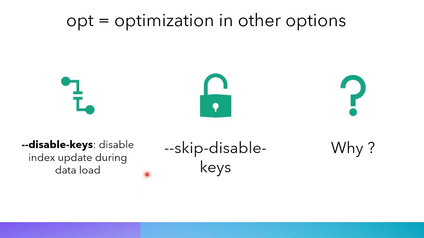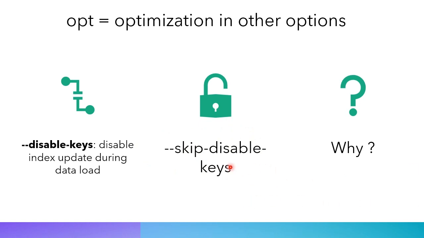Now we have this here, the disable keys option within the optimization, which is going to be disabling index updating during the data load. If you want to enable index updating during data load, then you'll do the opposite, skip disable keys. Now disabling index updates can speed up the data load process, especially if you're loading large amounts of data. If you enable index updates, it can ensure that the indexes are always up to date. This can improve the performance of queries that use indexes.